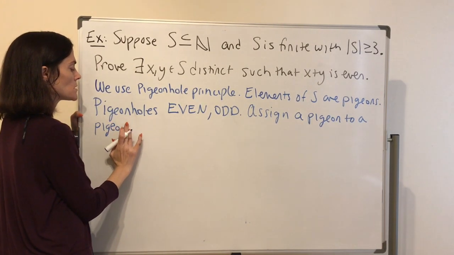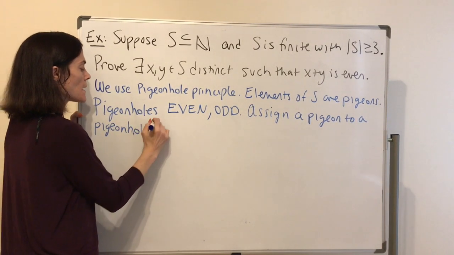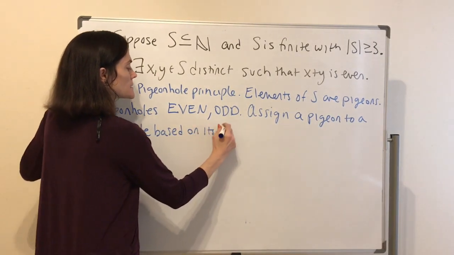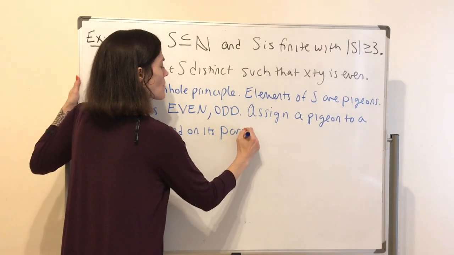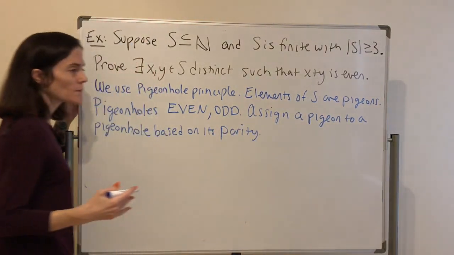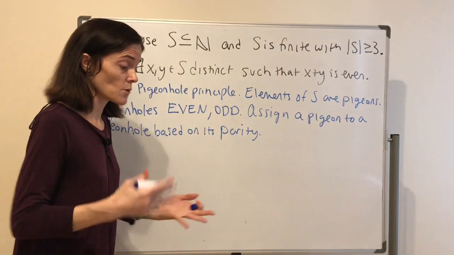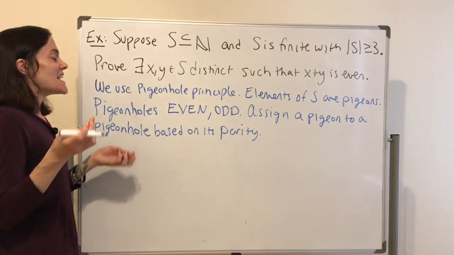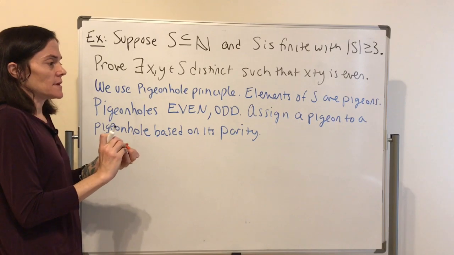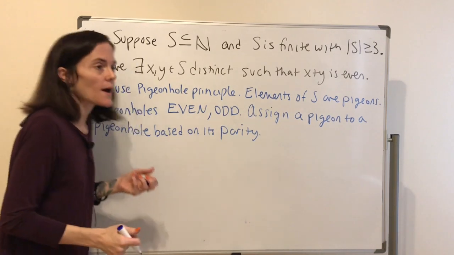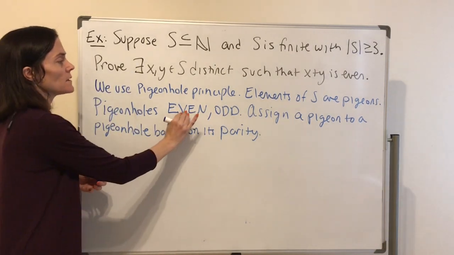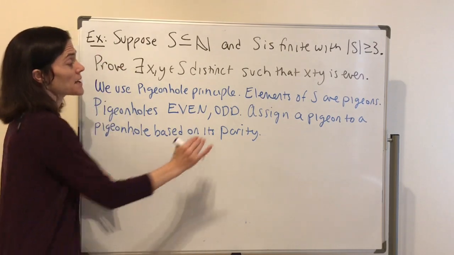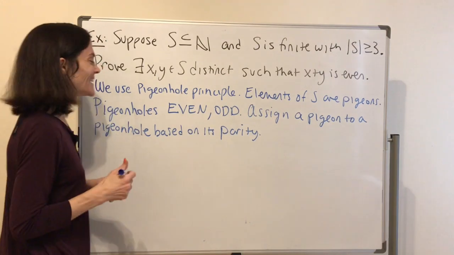Pigeonhole based on its parity. Parity means, well, it's a property of integers. You're either even or odd, but not both. We talked about that even in the first week of class. And the parity is the fact of being even or odd. Okay, so you assign the even elements of S to that pigeonhole and the odd elements of S to this pigeonhole.